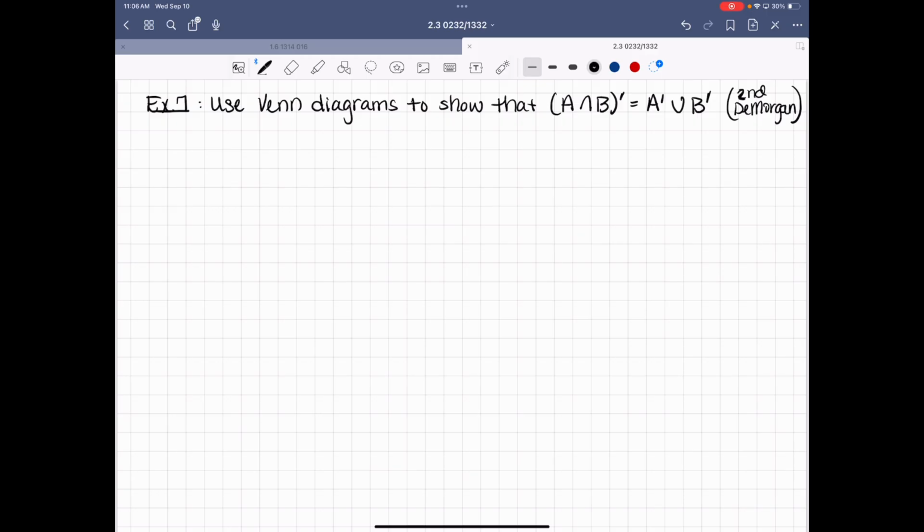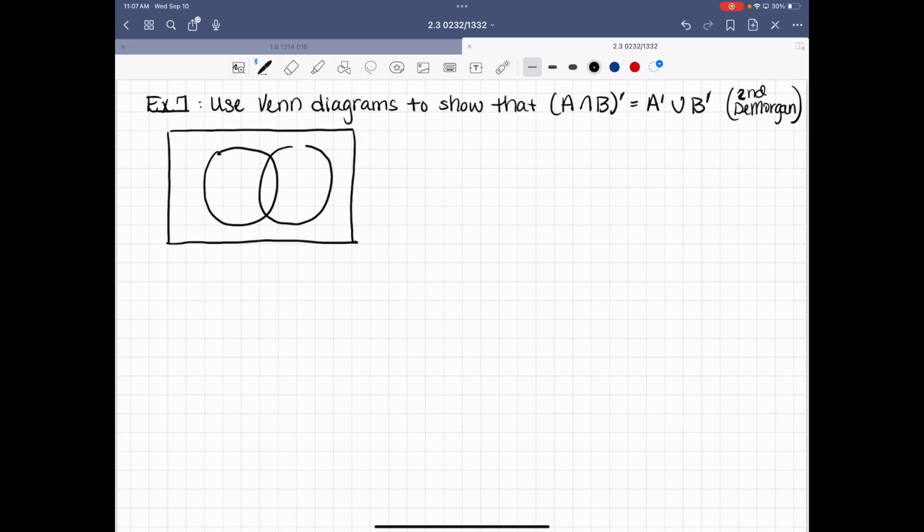Okay? But this time it says use Venn diagrams. They didn't give us exact elements. They said use a Venn diagram. So that means we're starting off with our rectangle, the universal set, and we got lucky this time. We only have A and B to draw, which means I only have how many regions? 4, good, because I got 1, 2, 3, 4.